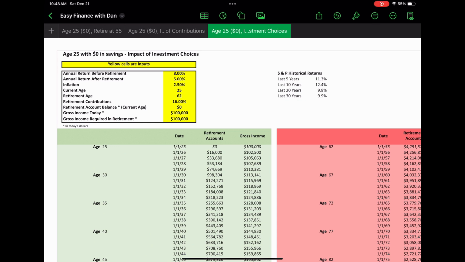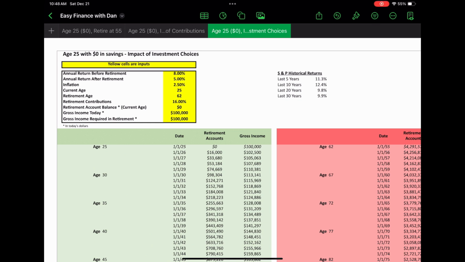Okay, so today we're going to talk about your investment choices. This is the third part of a three-part series that I'm doing, helping you understand how you can retire if you're starting out at the age of 25 with $0 in your retirement account.